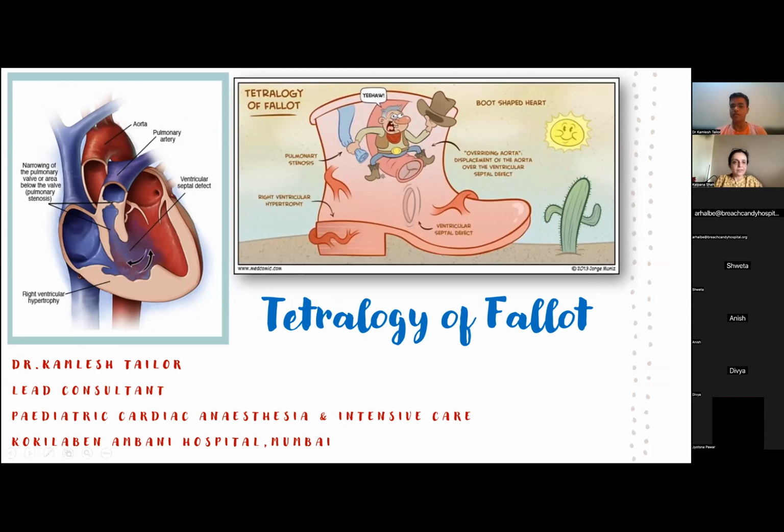So, without much delay, we'll start with cyanotic congenital heart disease, and in this we'll discuss only tetralogy, as we have seen the classification of congenital heart disease, acyanotic and cyanotic. As a student, you have to remember to enumerate the cyanotic congenital heart diseases: tetralogy of Fallot, TAPVC, TGA, tricuspid atresia, and truncus arteriosus. So these are the cyanotic congenital heart diseases.